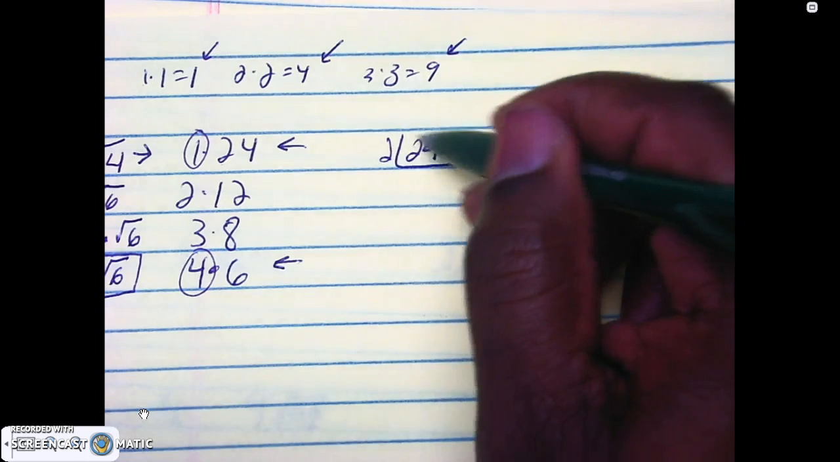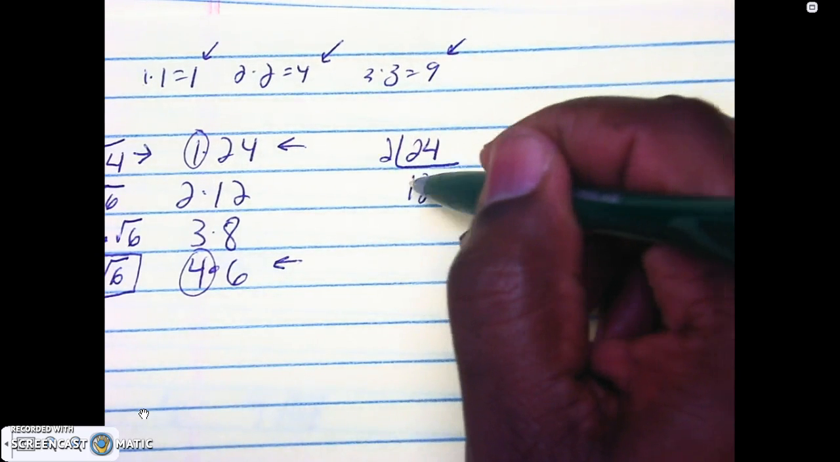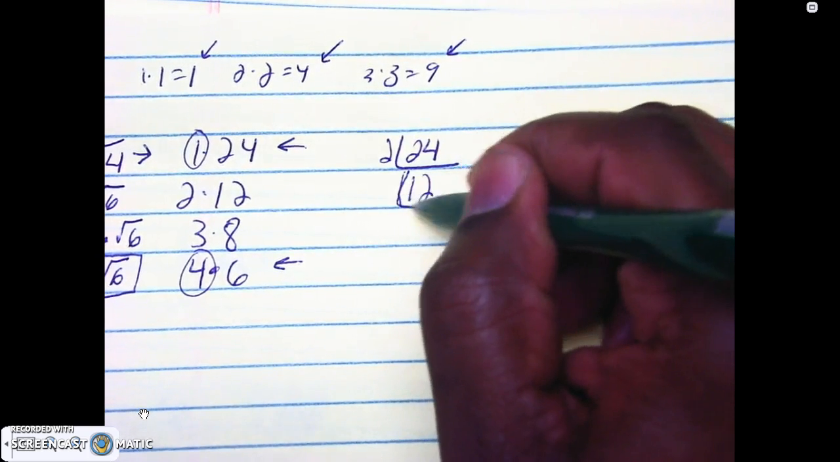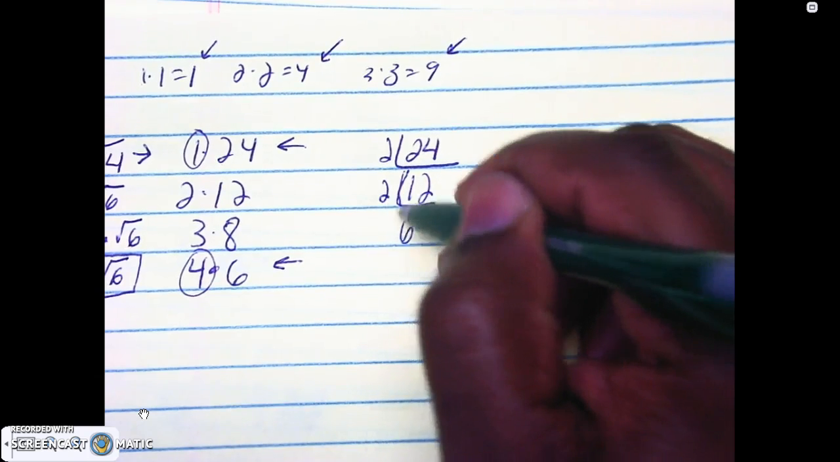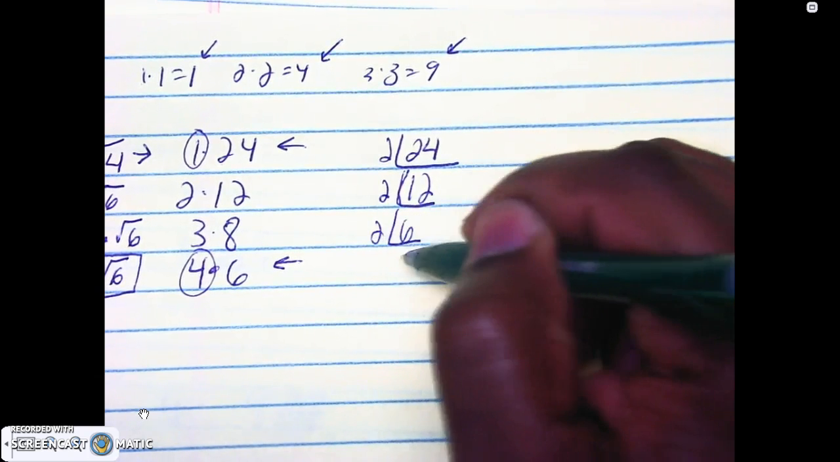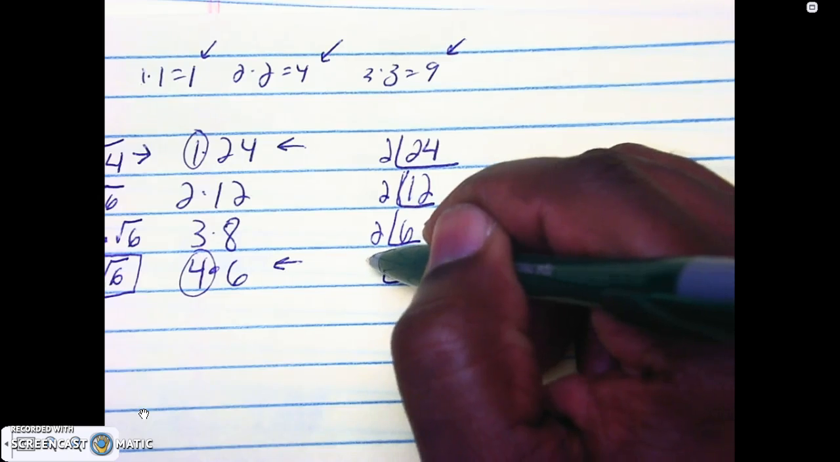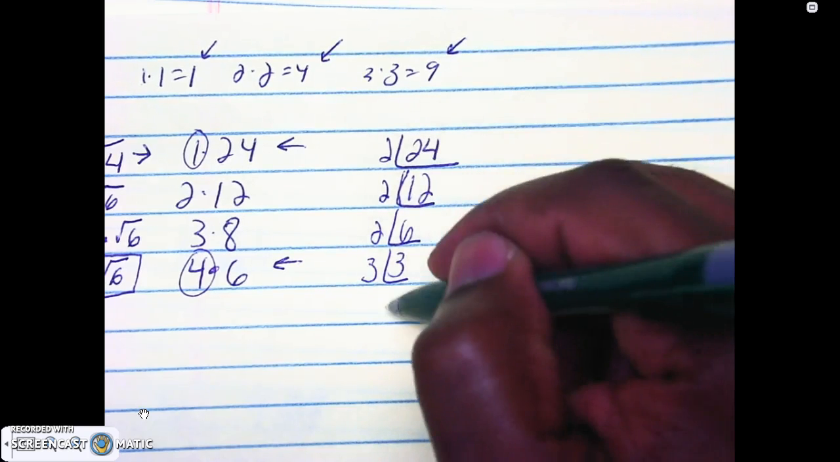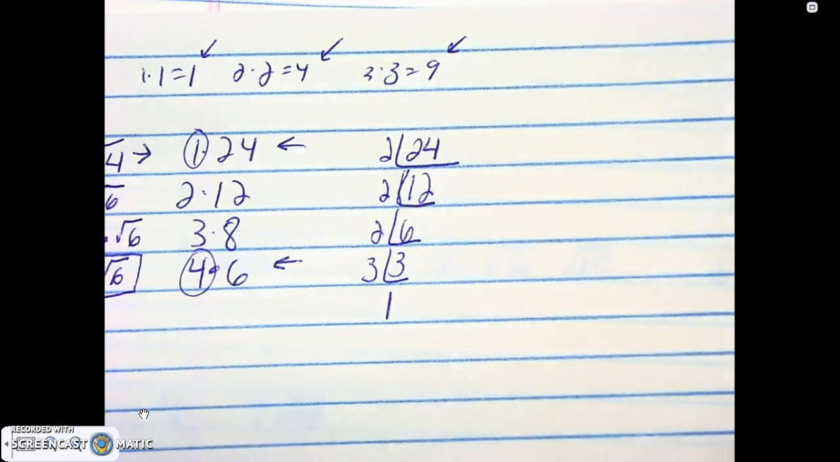And so you say 2 go into 24 how many times? 12. All right, do it again. What's the smallest number that goes into 12? 2. Keep going with that same idea. Smallest number goes into 6, 3. Smallest number that goes into 3, 3. All these are whole numbers. And you stop when you get to 1.